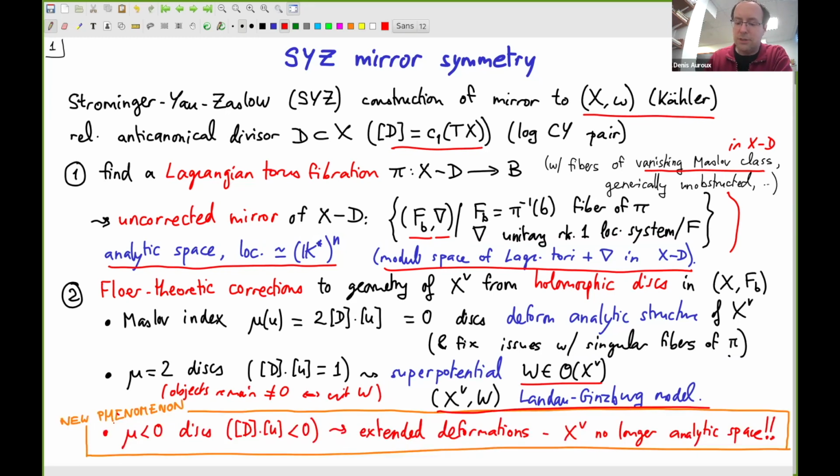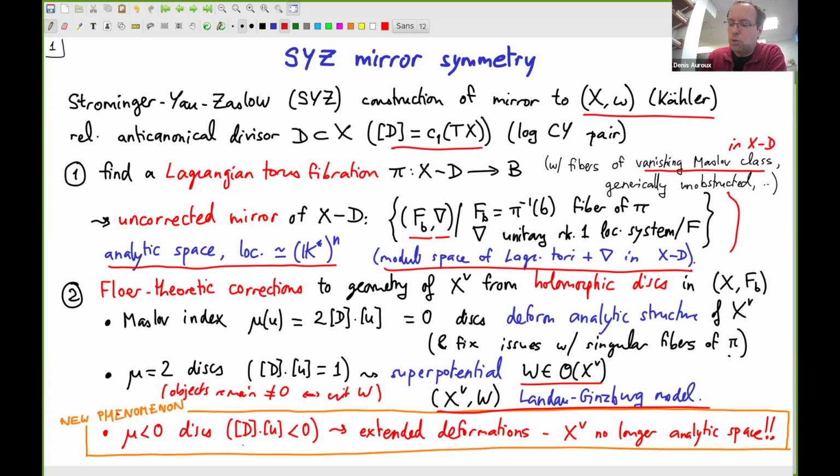And so now there's something new, which is why I'm giving this talk in 2024, which is that when they occur, negative Maslov index disks actually cause this picture to break down a little bit, not in a way that's completely dramatic, but in a way that's a bit surprising at first, in that the space you're trying to build is actually no longer an analytic space. And we'll see exactly how this happens. So that's the main point of the talk.